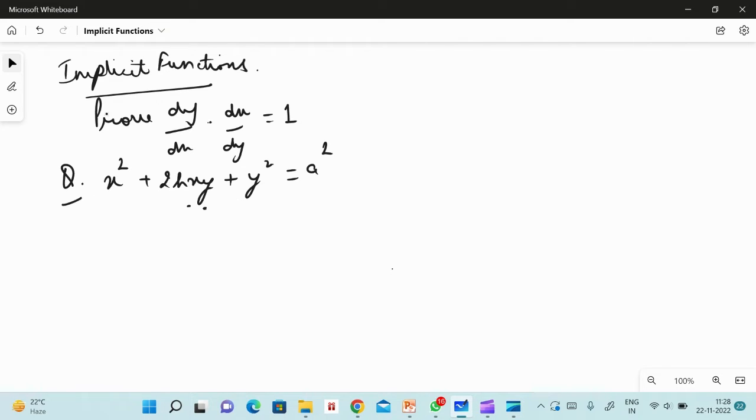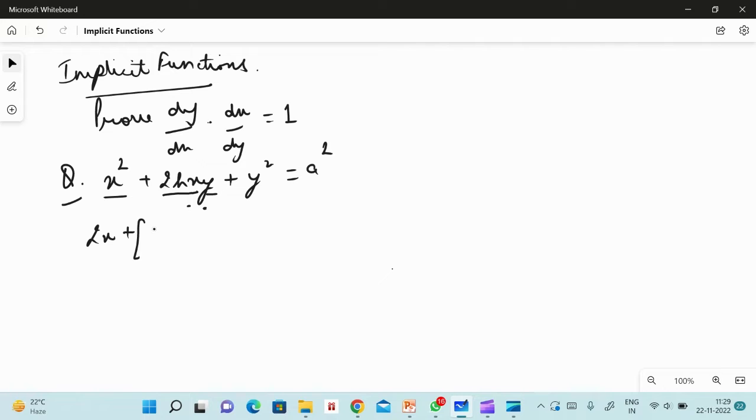So let's solve this question in order to prove dy by dx into dx by dy is equal to 1. We will take differentiation on both sides. If we take the derivative of x square, it gives me 2x, right? And here I will take 2hxy. It means that we will apply the product rule here.